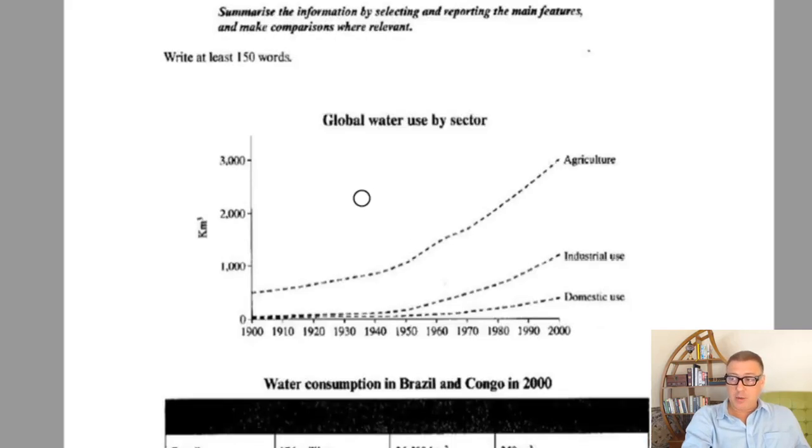So when you get a question type like this, you've got two different graphs, but you don't have to make comparisons between them. They're related: water use, and then water consumption in these two different countries, they're on the same topic, but you don't need to make comparisons between them. So really the simplest thing to think about is that's the way you introduce it.